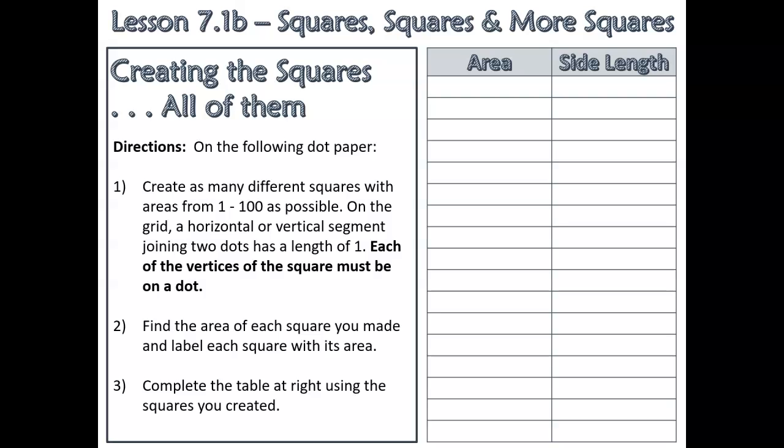A horizontal or a vertical segment joining two dots has a length of 1. So one block is 1. Each of the vertices of the square must be on a dot. You can't draw diagonals. Find the area of each of the squares you made and label each square with the area. Complete the table at the right using the squares you created.